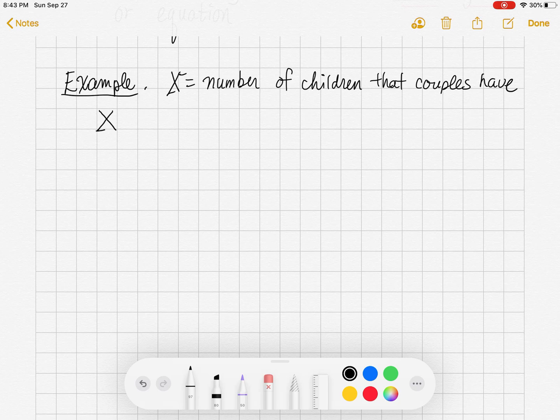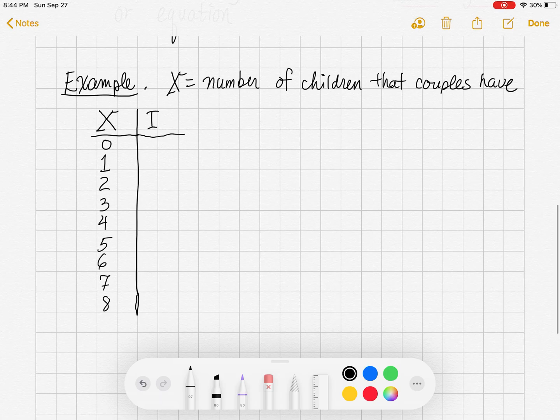All right, so here's the probability distribution. It's going to be in the form of a table. On this side we have our x, which represents the number of children. Let's say x goes from 0, 1, 2, 3, 4, 5, 6, 7, 8. So the maximum number of children that could be had would be 8. So you can go from having 0 children to 8 children. On the right-hand column, we're going to put the probability of having so many children. We call this P of x.